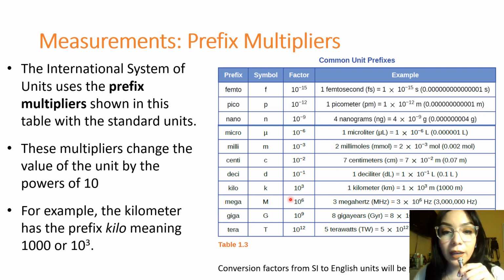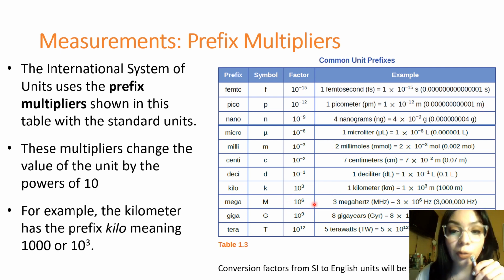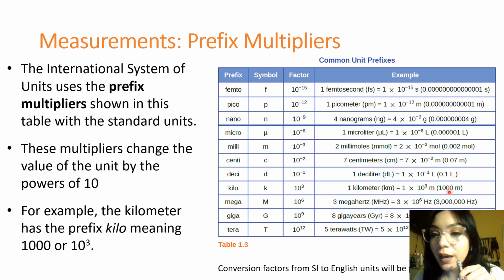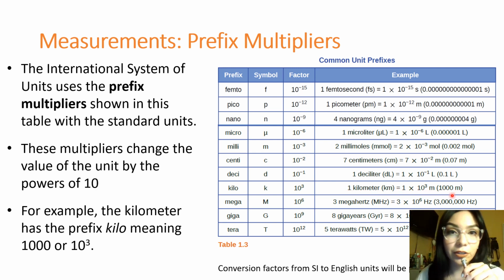Now, when we look at a prefix multiplier that multiplies and makes it bigger, for example, kilo. So let's look at kilometer. This means that this multiplies by 1,000, essentially. So 10 times 10 times 10, that's 1,000. And what you end up getting for 1 kilometer is 1,000 meters.